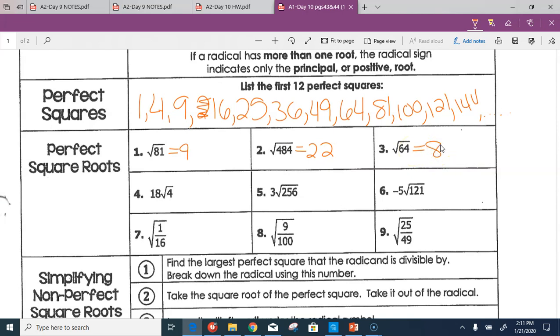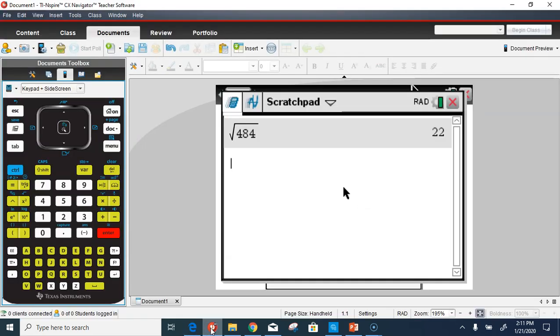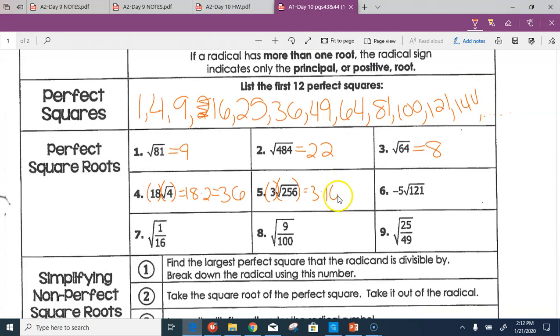Easy enough. You can actually use squares also as parts of an equation. For example, I can say 18 times the square root of 4, which means 18 times 2. 18 times 2 is 36. I can say 3 times the square root of 256. I don't know what the square root of 256 is off the top of my head, so I use my calculator. Square root of 256 is 16. So 16 times 3 is going to give me 48.